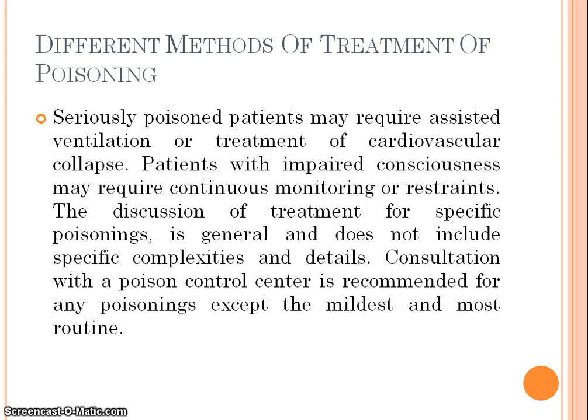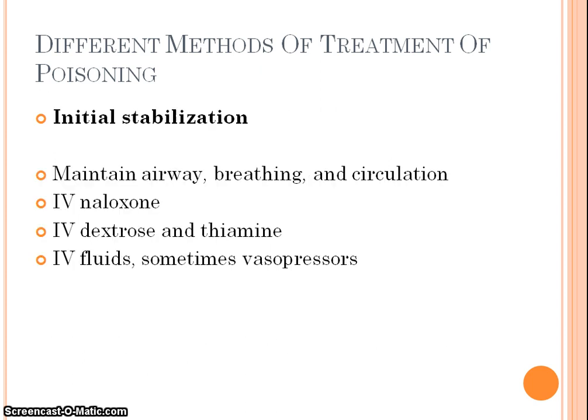Seriously poisoned patients may require assisted ventilation or treatment of cardiovascular collapse. Patients with impaired consciousness may require continuous monitoring or restraints. The discussion of treatment for specific poisoning is general and does not include specific complexities and details. Consultation with a poison control center is recommended for any poisoning except the mildest and most routine.